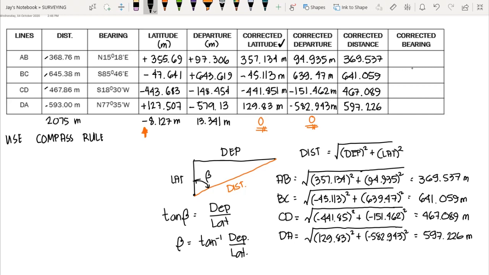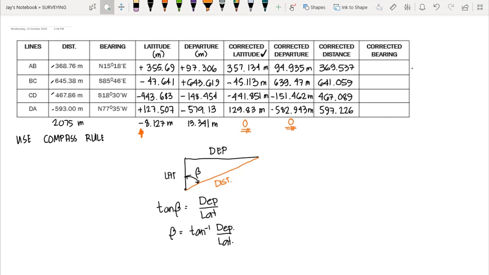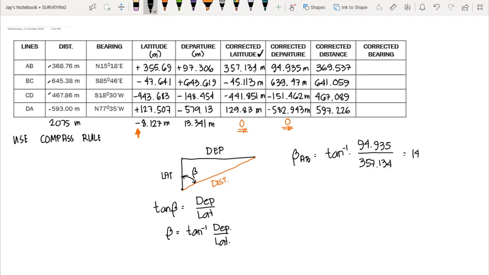Okay, so let's compute now the bearing. So we have the bearing of line AB is equal to the arc tangent of the departure. We use the corrected departure here, which is 94.935, over the corrected latitude, which is 357.134. So this will give us 14 degrees 53 minutes 10.91 seconds.